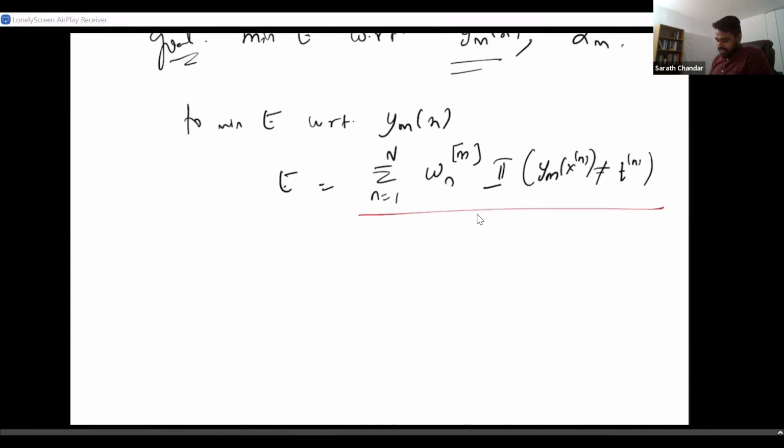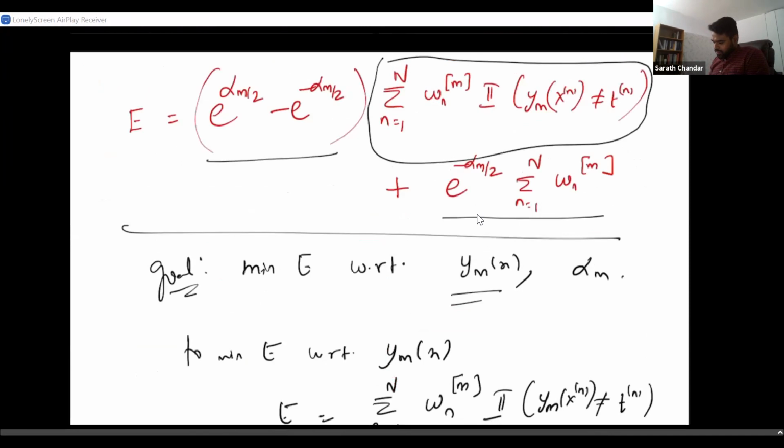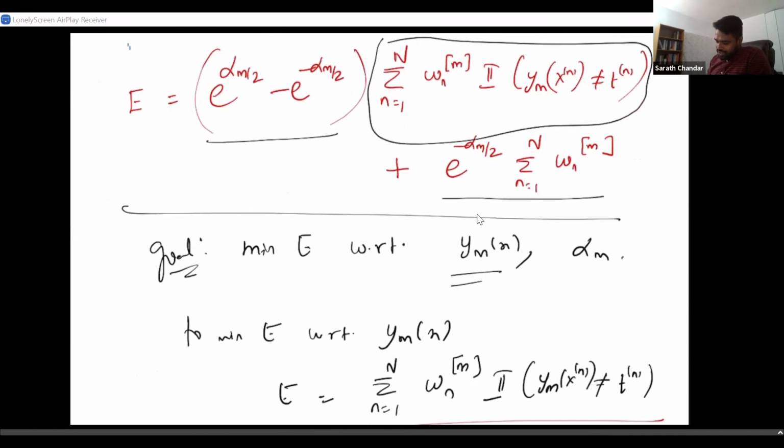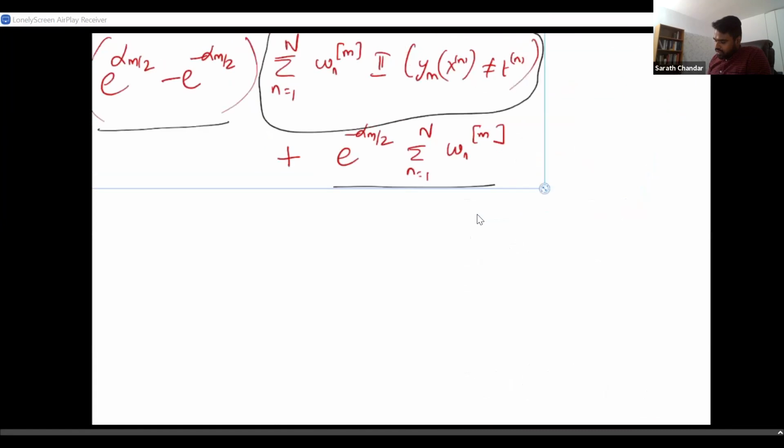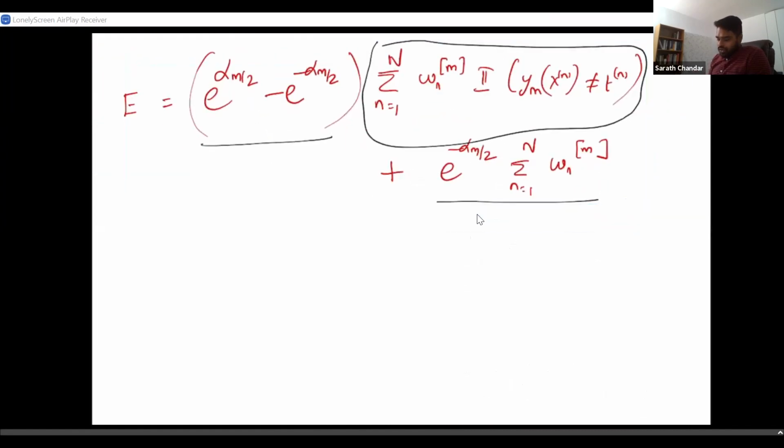Now let's move to the next stage, which is minimizing e with respect to alpha m. So how do we minimize e with respect to alpha m? I'm going to take this to the next page so that it's easy. Copy. I have my error function here. So all I have to do is take dou E by dou alpha m.